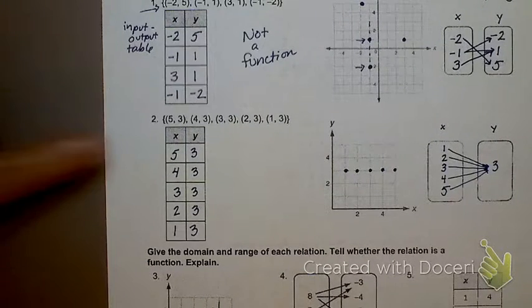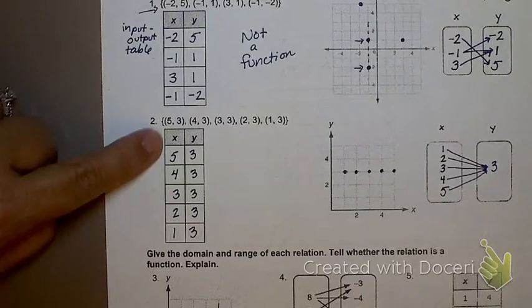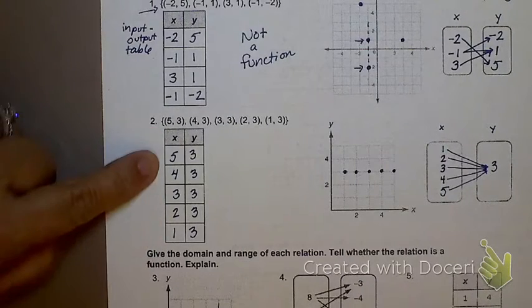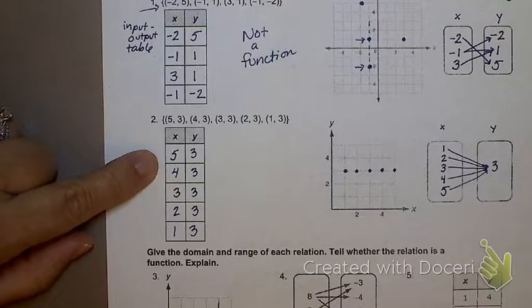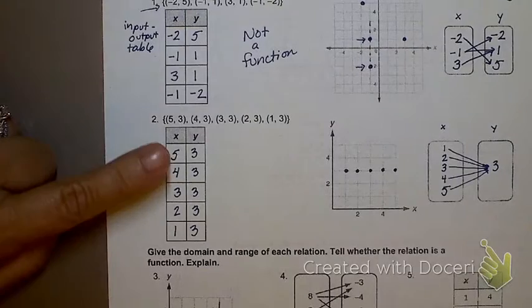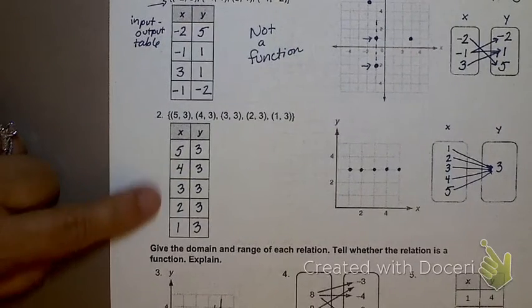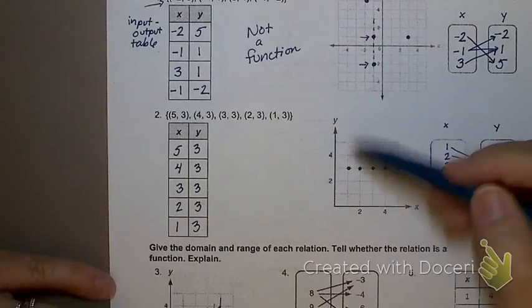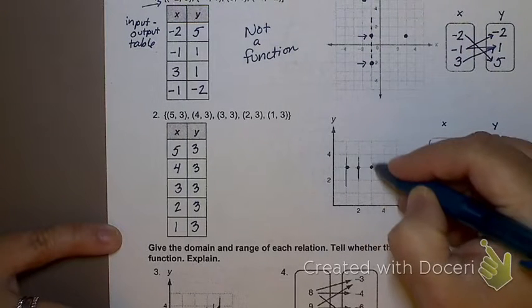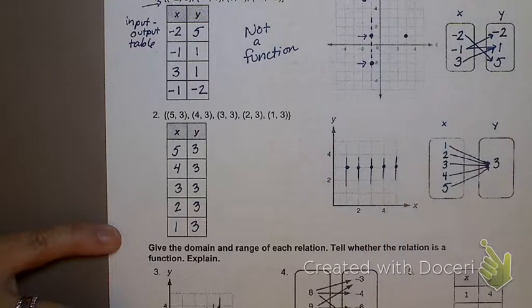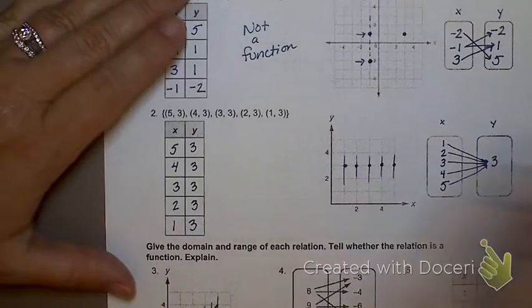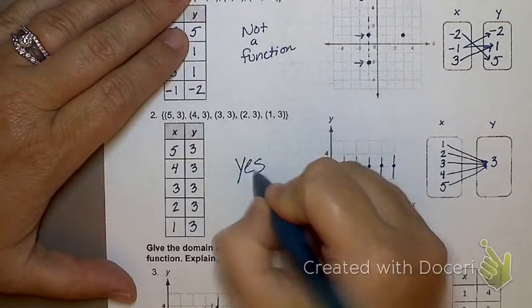No. Are there any x values that are repeated? No. Y values can repeat all they want to. Whether it's a function or not is dependent on if the x values repeat. Does it pass the vertical line test? Sure does. Each one of those, it's only going to hit it once. So yes, we have a function.